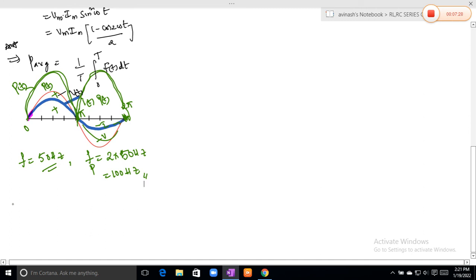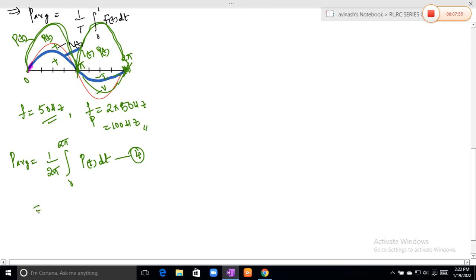If you integrate this power, what do we get? Average power is equal to 1 by the total time period, which is 2 pi to complete one cycle, integral from 0 to 2 pi of P of t. P of t is Vm into Im into (1 minus cos 2 omega t). This is equation 3. Substitute this in equation 4. What do we get?